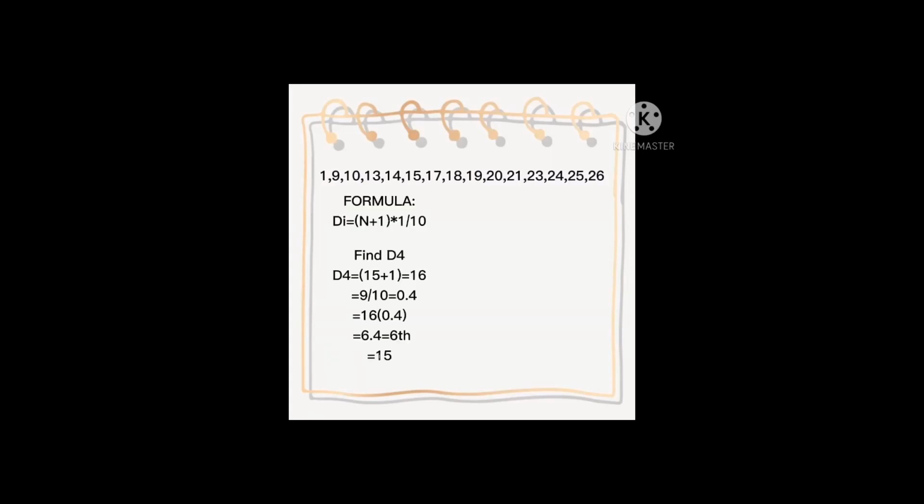The last, which is the same formula, is finding the 4th decile. 4th decile is equals to 15 plus 1 is equals to 16. 4 divided by 10 is equals to 0.4. 16 times 0.4 is equals to 6.4, and then round it off into the 6th position. So the 6th position in our set of scores is 15. So the answer is 15.